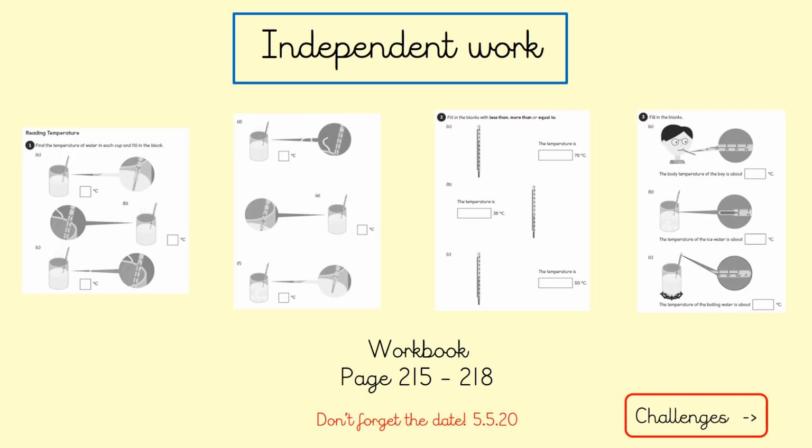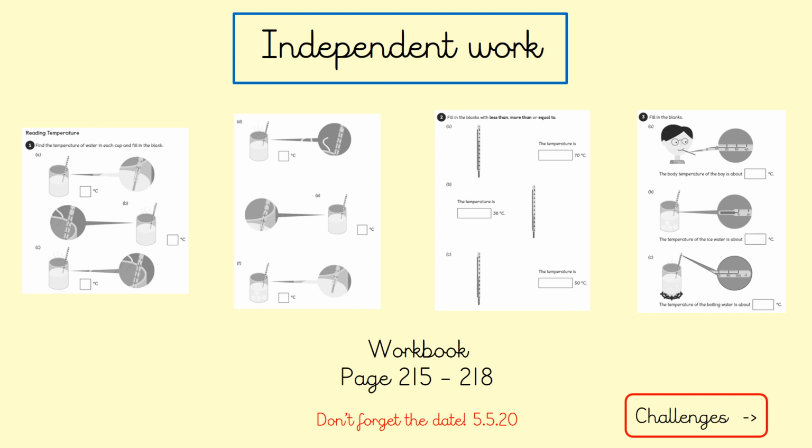For your independent work today, we are setting you 4 pages because there aren't many questions on each. We're setting you pages 215 to 218. Don't forget to write the date on top. Today is the 5th of the 5th, 20. That's the 5th day of the 5th month in the year 2020.